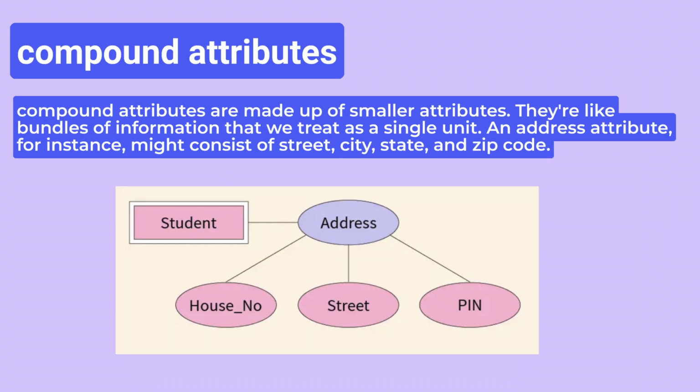Lastly, compound attributes are made up of smaller attributes. They are like bundles of information that we treat as a single unit. An address attribute, for instance, might consist of street, city, state, and zip code.